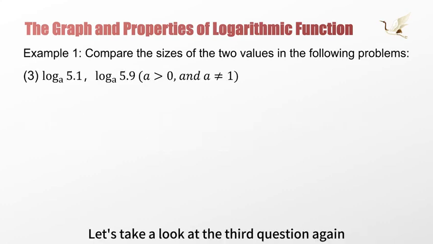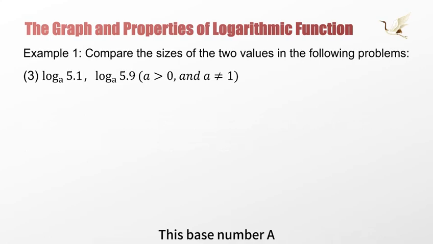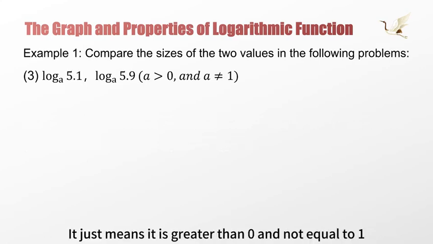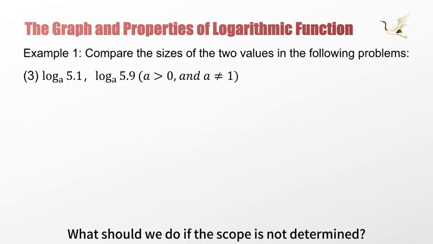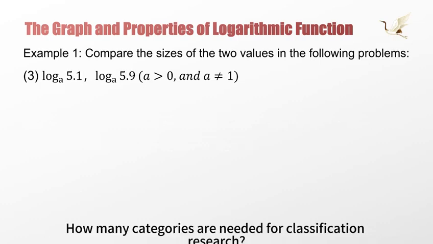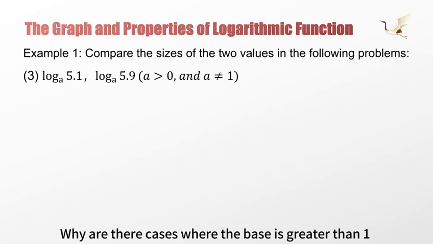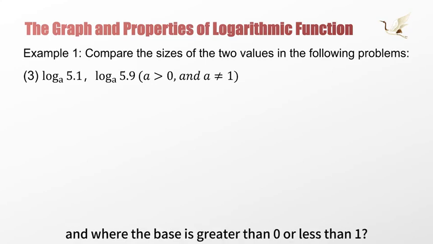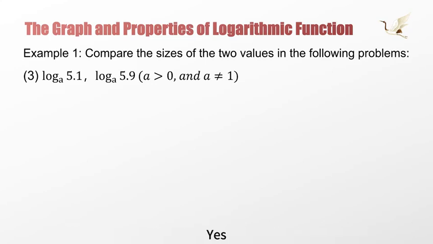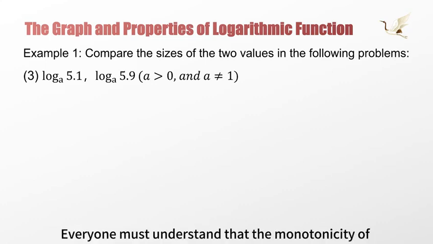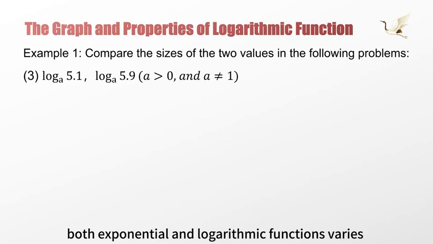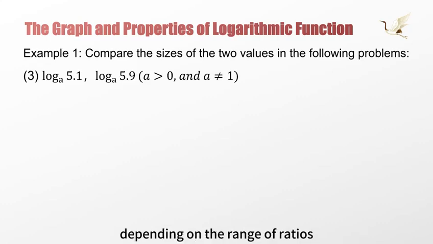Let's take a look at the third question again. This base number a only means it is greater than 0 and not equal to 1. What should we do if the range is not determined? How many categories are needed for classification research? Yes, there are two categories. Why are there cases where the base is greater than 1 and where the base is greater than 0 and less than 1? Yes, the monotonicity is different. Everyone must understand that the monotonicity of both exponential and logarithmic functions varies depending on the range of the base.